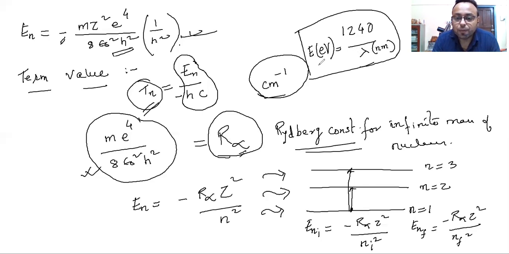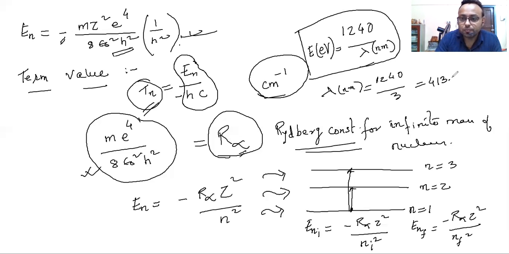So if you have 3 electron volt, you'll have lambda in nanometer simply 1240 by 3. You'll get around 413.33 nanometer. Similarly, for 4 electron volt it will be less.